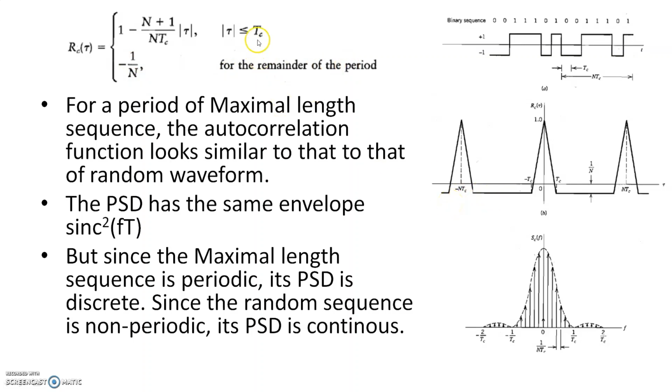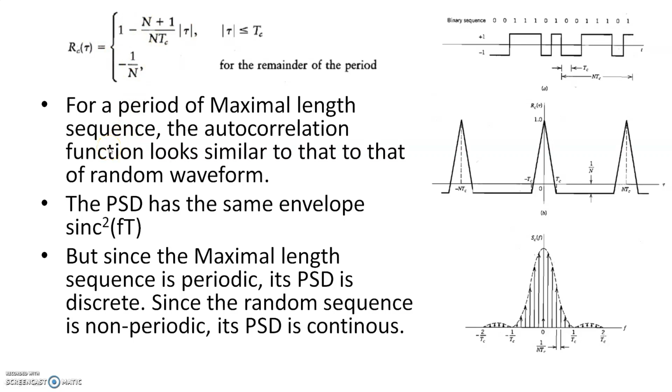When in the interval minus Tc to plus Tc, it will be 1 minus (n plus 1) by (n Tc) into modulus of tau. For other times it is equal to minus 1 by n for the remainder of the period. So this is the equation for the autocorrelation function.